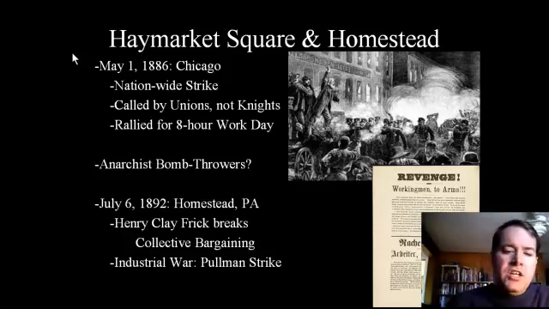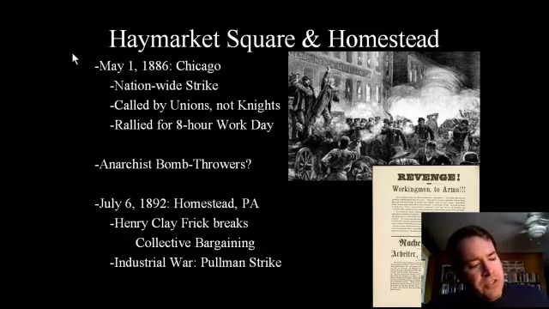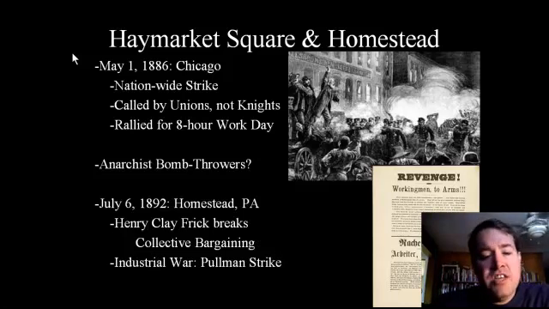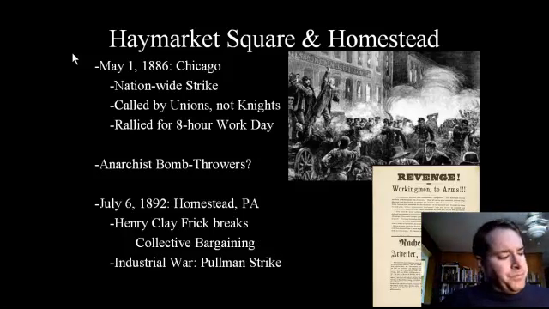Carnegie sends in Henry Clay Frick, and Henry Clay Frick at first sends in hired guns called Pinkerton detectives. These are basically hired contractors. Initially, the strikers push back the Pinkertons. They surround them and force them to surrender. This action causes the local authorities to get scared, and local police are called in and suppress the strike.